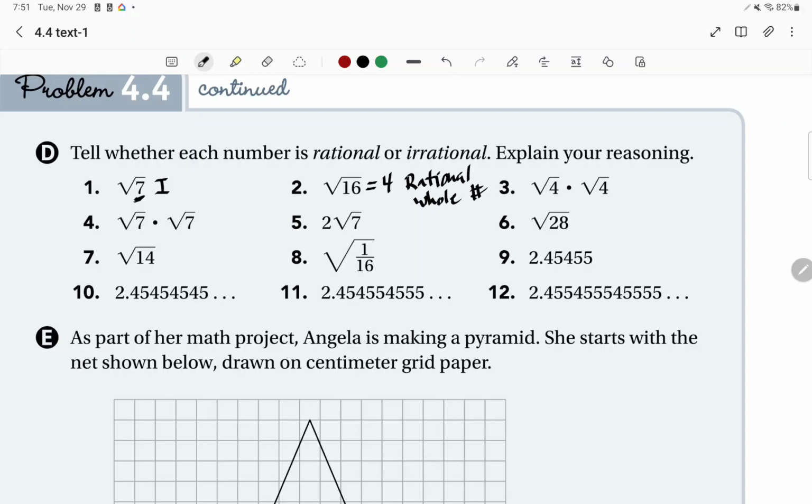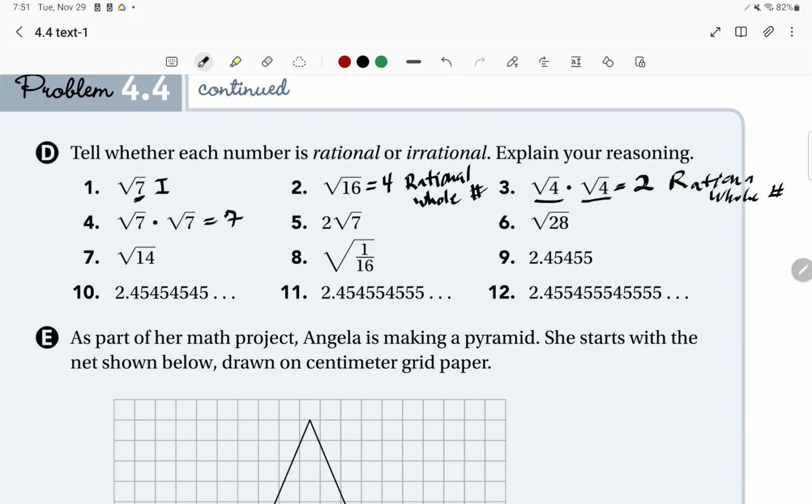Number 2 we did. Number 3 is going to be rational because the square root of 4 times the square root of 4 is equal to 2. Now when you're doing these, make sure you rewrite each of these like you would in your notes: the square root of 4 times the square root of 4, and then put that equal to 2. That is a rational number because it is a whole number. Just like the last one, it's a whole number. Same with number 4, it's rational because it's a whole number.